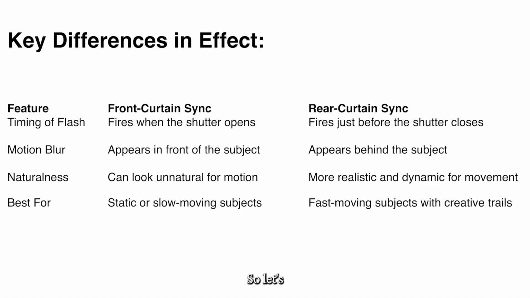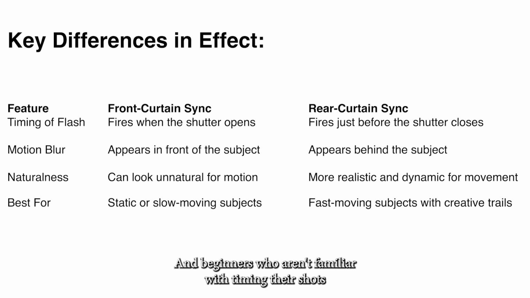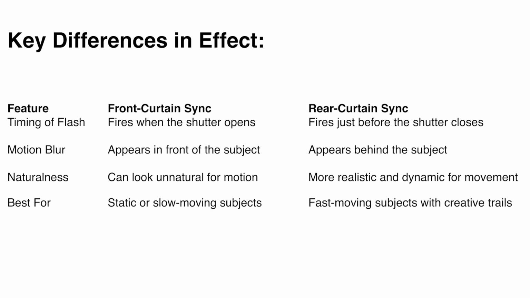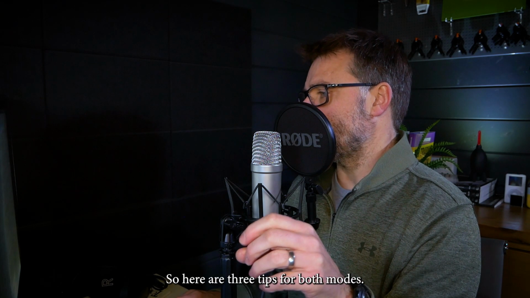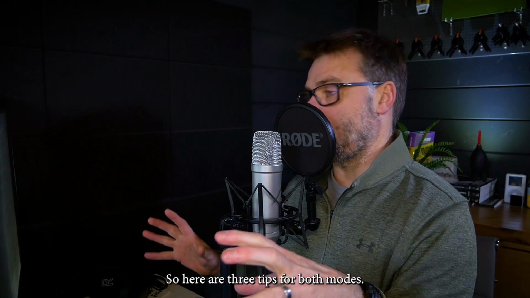So let's look then when to use which. Front curtain sync for ideally portraits where the subject is stationary but you want to capture some background light. General use when motion isn't a key element, and beginners who aren't familiar with timing their shots for dynamic effects. For the rear curtain sync, it's creative shots with motion blur such as cars, runners or dancers, low light action photography to create a sense of movement or direction, and when you want to make the motion appear natural and flowing.